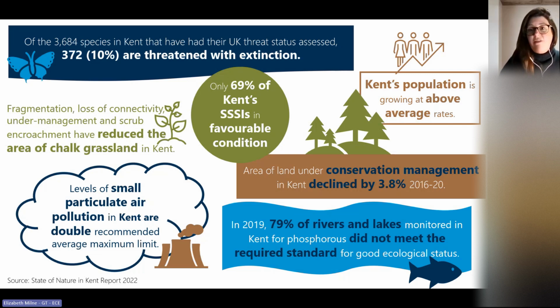So it's not just our terrestrial habitats that are threatened, but also our freshwater and marine. And the fact is we have a growing population in Kent, and we have a population that's growing above national average. And that means that concerns that result from development such as habitat fragmentation and loss, and concerns that relate to just an increase in pressure on the natural environment, such as pollution levels, these are really unlikely to change without significant intervention.